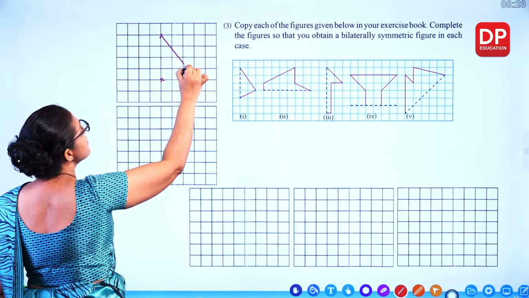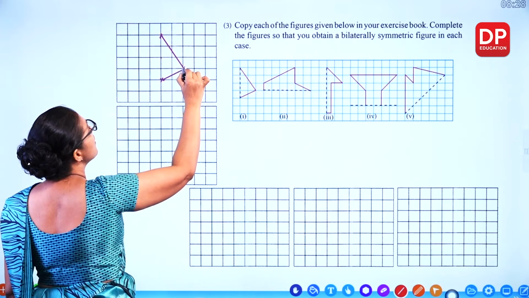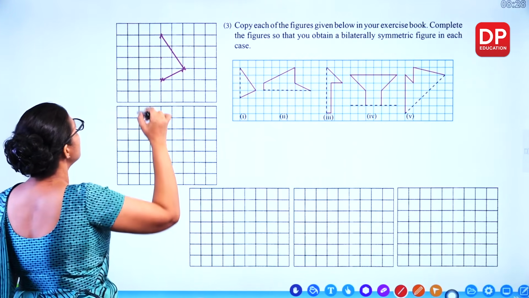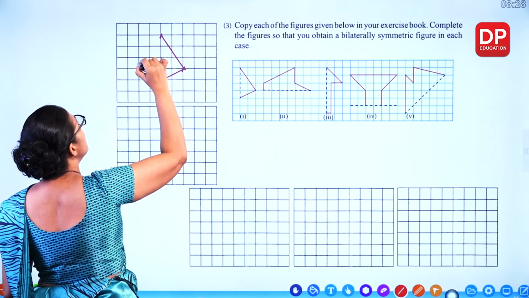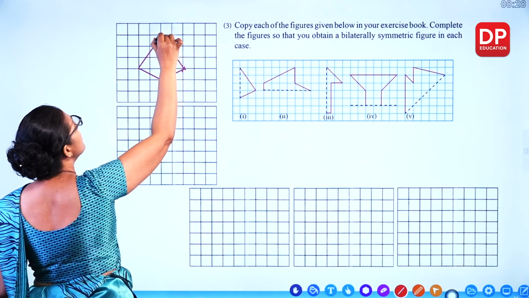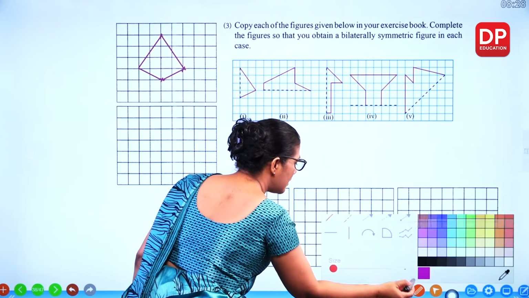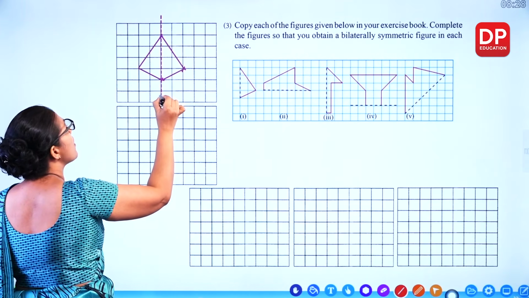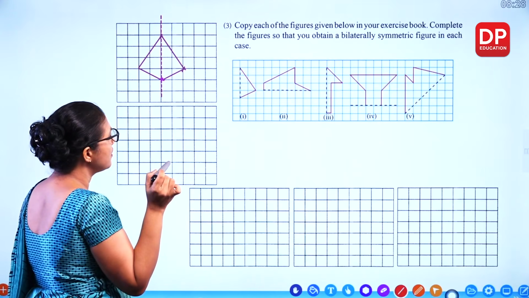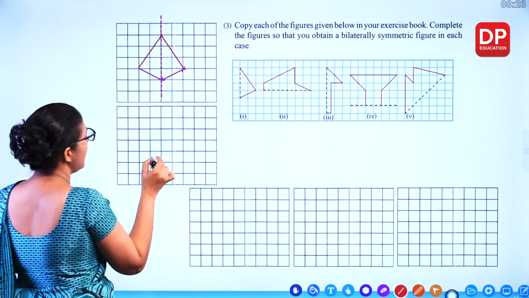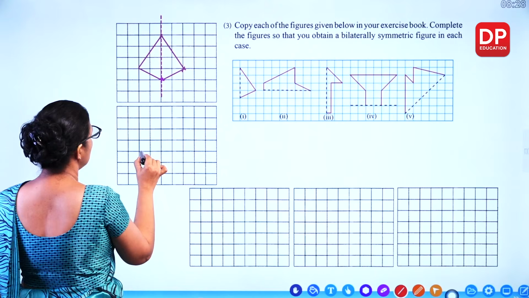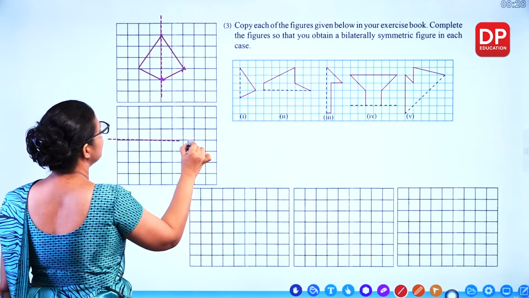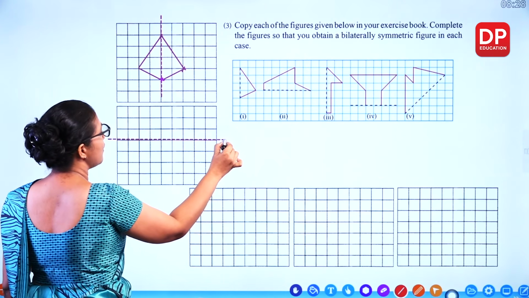So we'll connect this here to here, here to here. And this is the line of symmetry. So what's the other side? You get 2 squares here and here. So this is the figure you get, and line of symmetry is this. That's the first one. Second one, we'll take a line here. Line here. That's the line of symmetry.